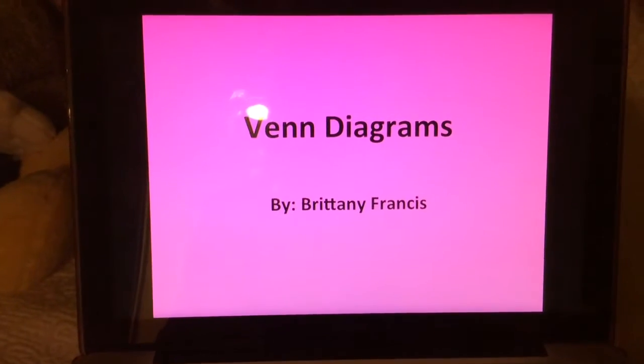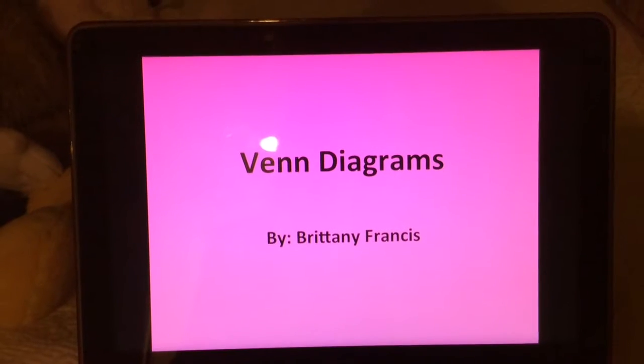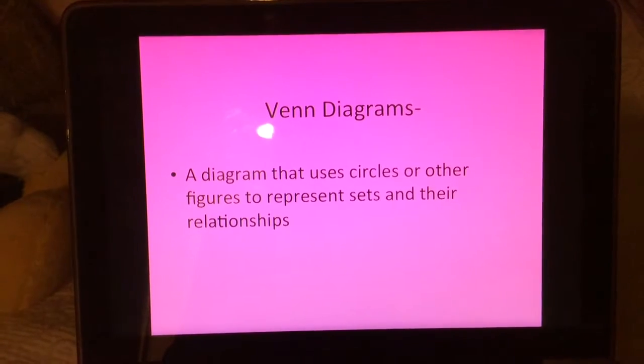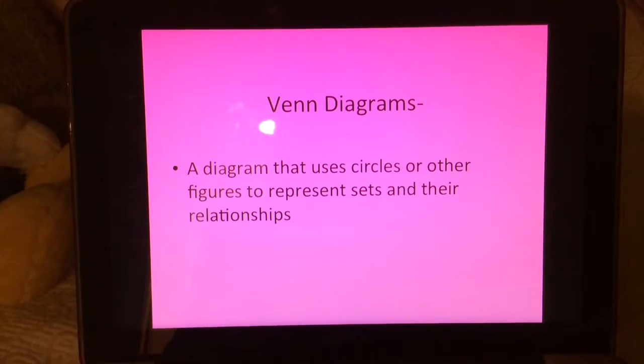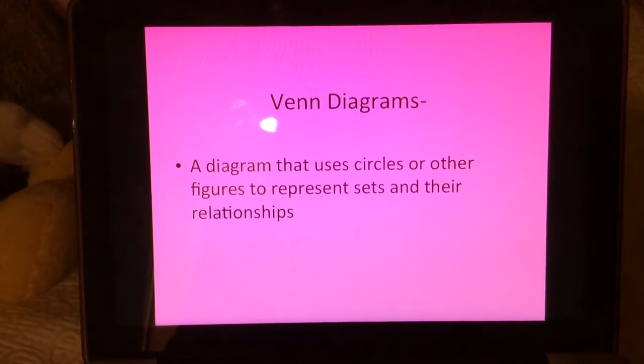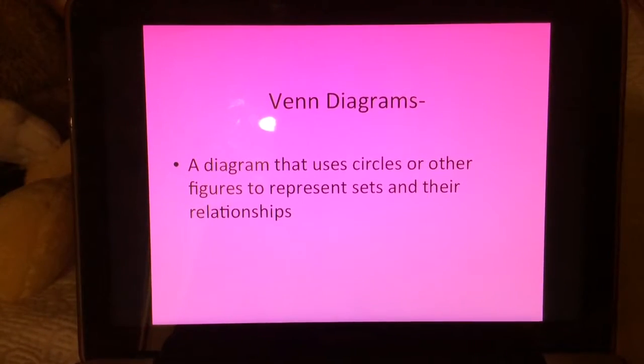We will be talking about Venn diagrams by me, Brittany Francis. Let's first start off with the definition. A Venn diagram is a diagram that uses circles or other figures to represent sets and their relationships.